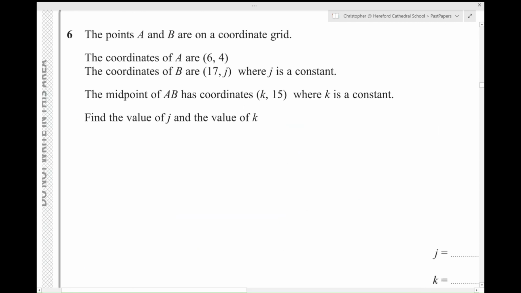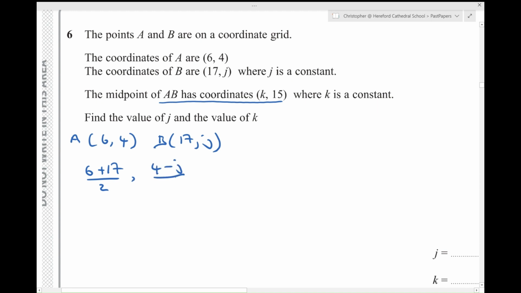Question 6. I've got the point A, which is (6, 4), and I've got the point B, which is (17, J), and I'm told their midpoint has those coordinates. Well, that's going to mean the midpoint of A and B is (K, 15). Let's have a look at the midpoint of A and B. The midpoint is going to be the average x coordinate, the average of 6 and 17, and the average y coordinate. And we know that that is (K, 15).